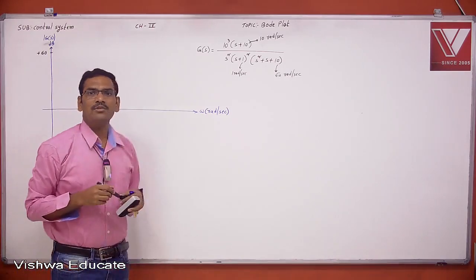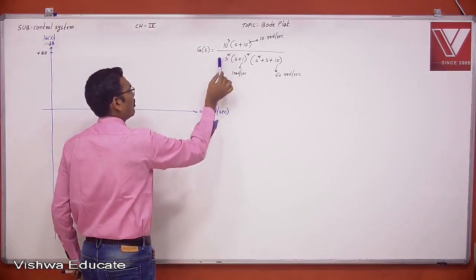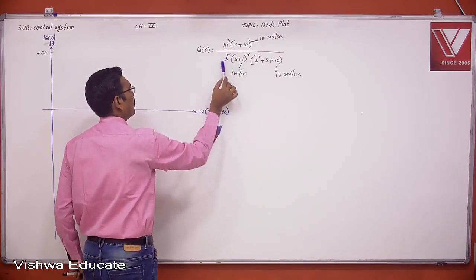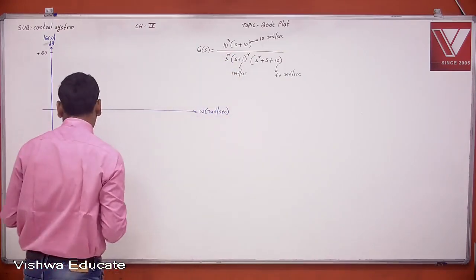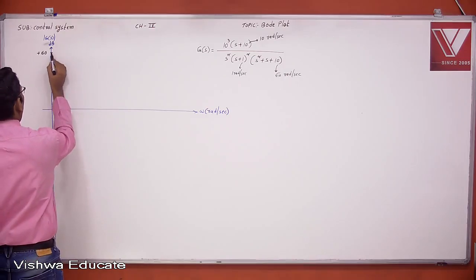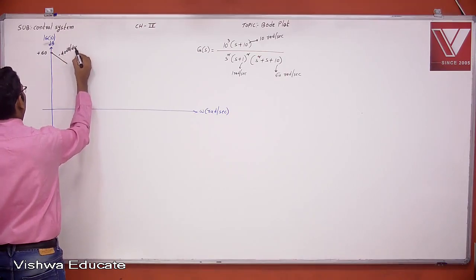Now what is the starting slope? The starting slope is decided by the number of poles at origin or the number of zeros at origin. In this transfer function there are 2 poles at origin. Therefore the slope is 2 into minus 20, minus 40 dB per decade. Therefore this is minus 40 dB per decade.